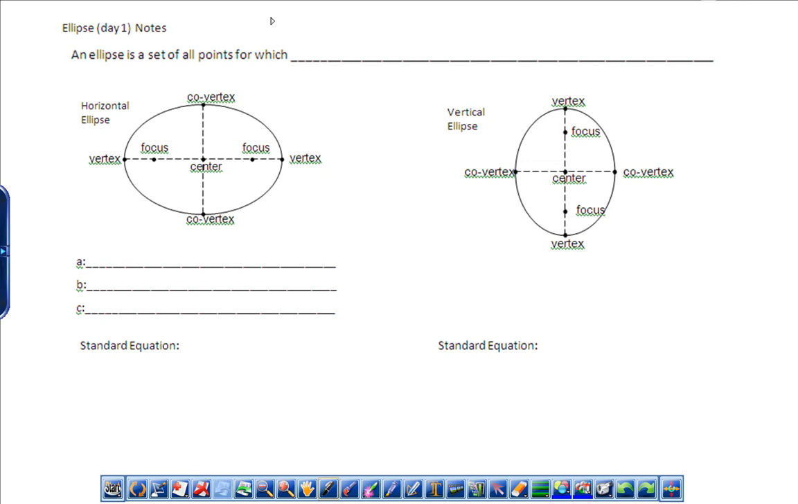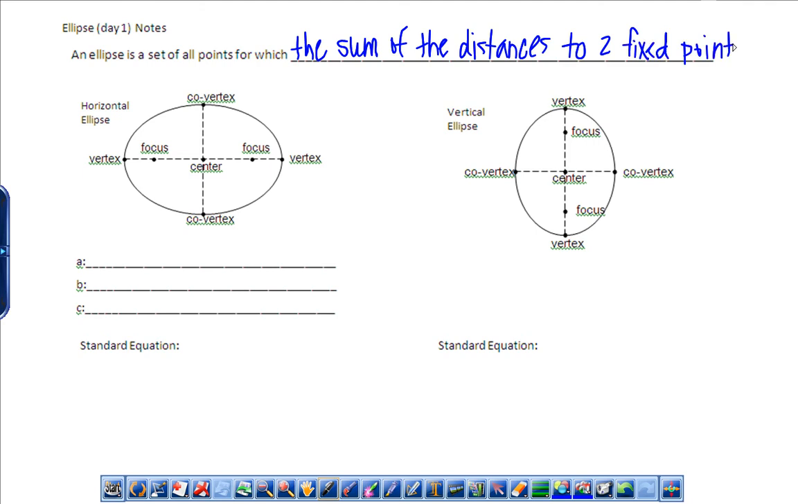This is Ellipse, Day 1 notes. For the definition, an ellipse is a set of all points for which the sum of the distances to two fixed points is constant. That means if I have an ellipse and I have my two fixed points and I connect them to just some random point on the edge, that means that if I add this distance and this distance, no matter where I move this point, these distances will always be constant.